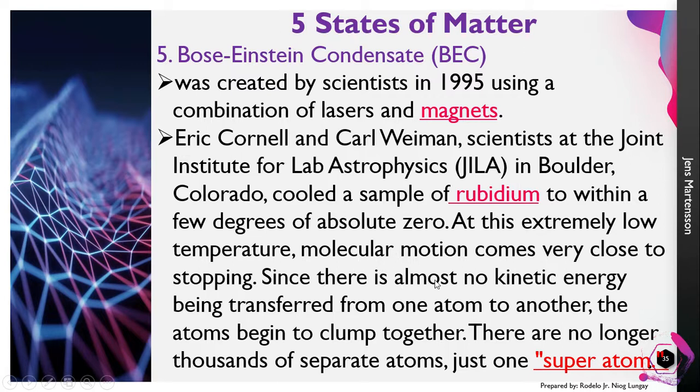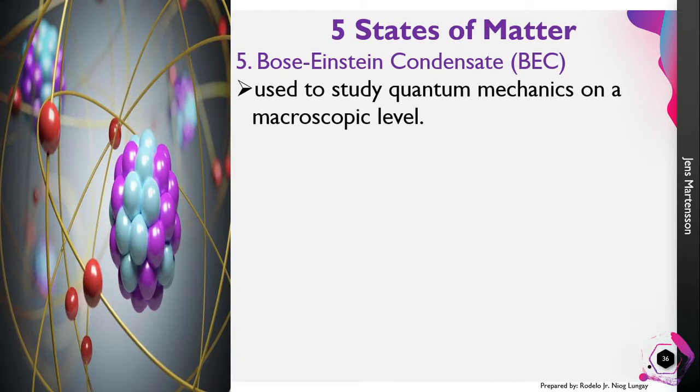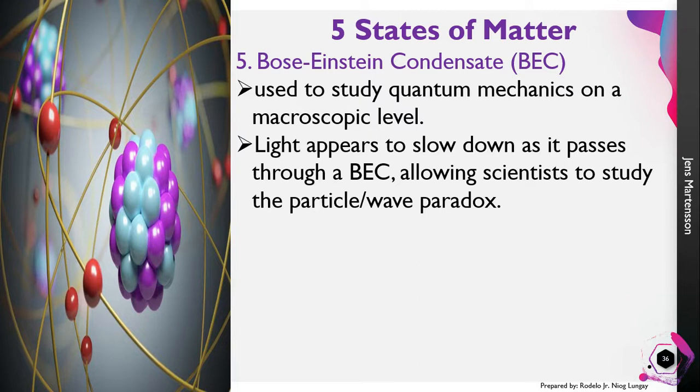Okay? Since there is almost no kinetic energy being transferred from one atom to another, the atoms begin to clump together, and there are no longer thousands of separate atoms, just one super atom. Okay, that is the Bose-Einstein condensate. Okay, so Bose-Einstein condensate also is used to study quantum mechanics on a macroscopic level. Okay, so light appears to slow down as it passes through a BEC, allowing scientists to study the particle or wave paradox. It's a very complex topic, no, this particle or wave paradox.